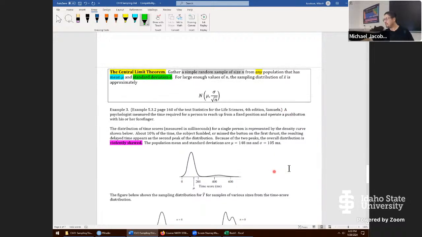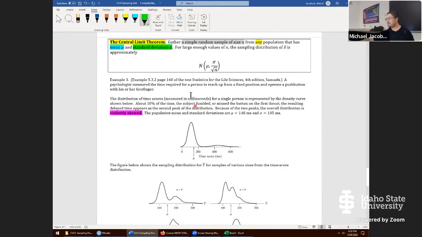It says here, a psychologist measured the time required for a person to reach up from a fixed position and operate a push button with his or her forefinger. So this is a psychology experiment, and those are always weird. You will go into a psychology experiment, if you haven't done one before, they'll tell you what you're doing, and then after you've done everything, they'll tell you what it was really all about, and you'll find that what you thought you were being tested on was not at all what the test was about. Probably that's what's going on here.